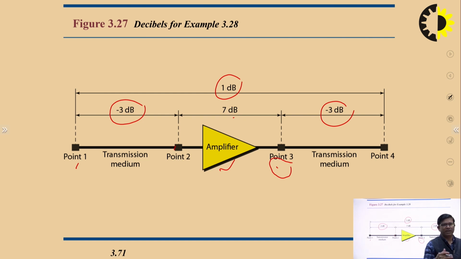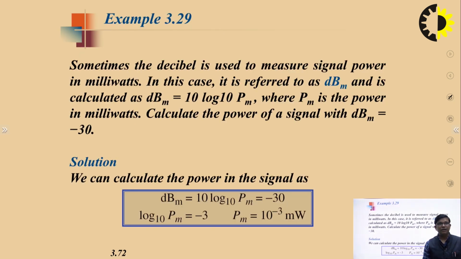That's why we can convert it into decibel. So, this is one of the reasons. Sometimes the unit decibel is used to measure signal power in milliwatt. In this case, it's referred to as dBm, decibel in milliwatt, and it is calculated as dBm equals 10 log10 Pm, where Pm is the power in milliwatt.